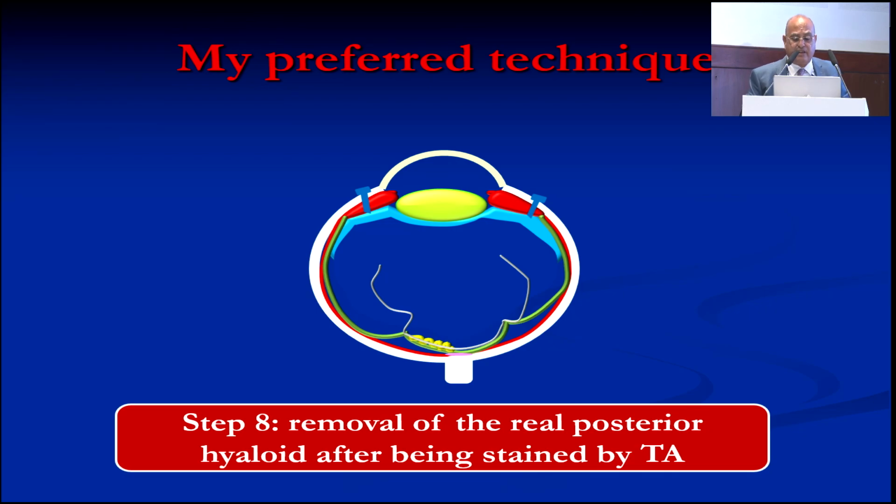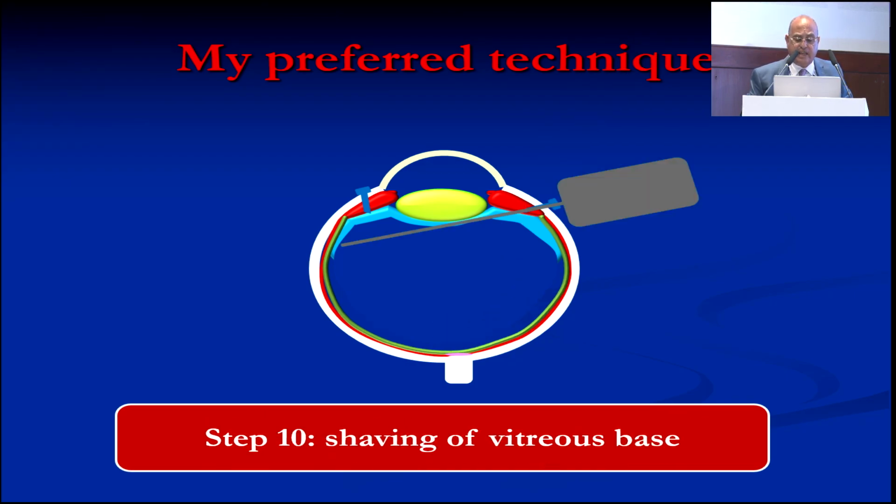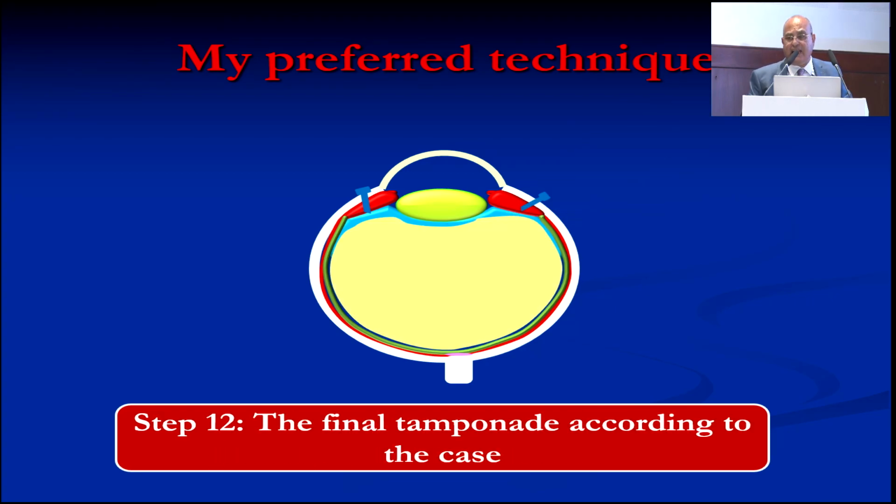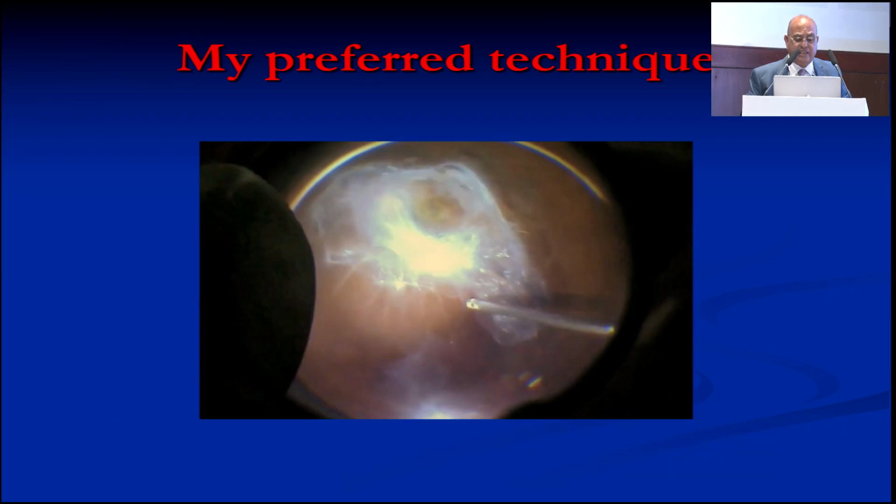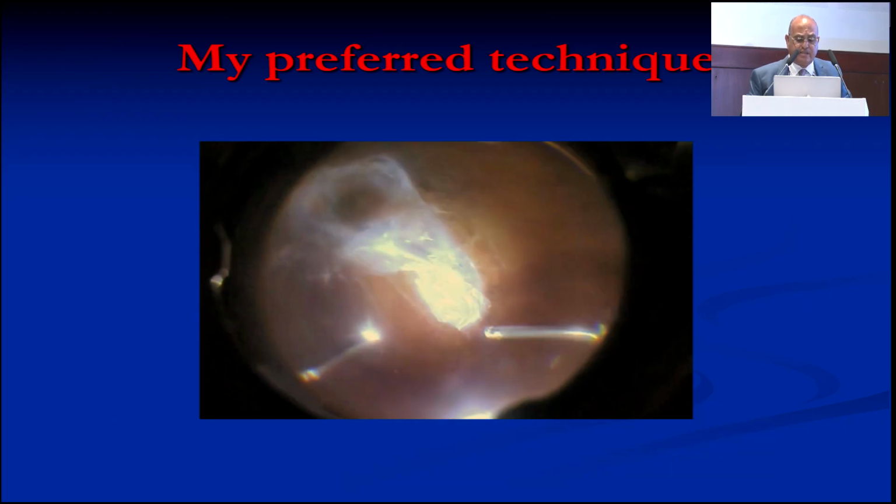I defer staining to the late because it obscures vision. It does not clear completely. Then remove the residual posterior hyaloid, epiretinal membranes, shave the vitreous periphery, do the laser, and fill the eye with the final tamponade. This is an example of one of the cases.